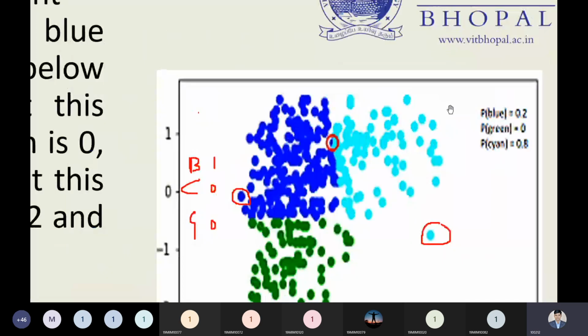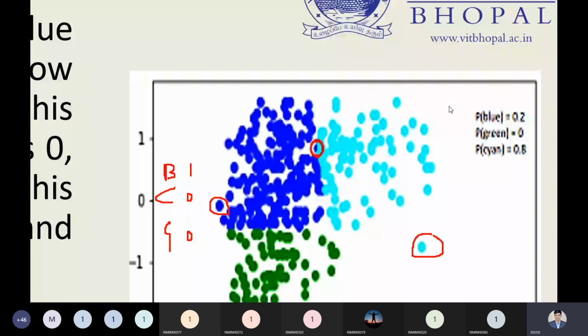If the blue ratio is more than the cyan, we can say its probability will be distributed between both cluster colors. That is the point we need to keep in mind. Green probability will be 0, but blue and cyan probability we can calculate by their number of ratio, for sharing purpose only.